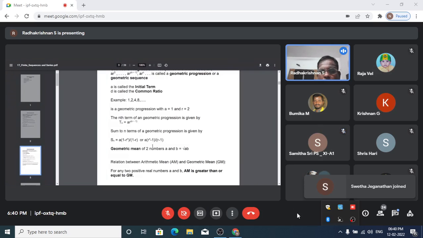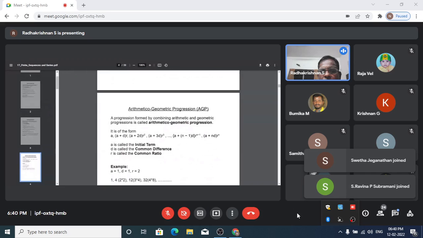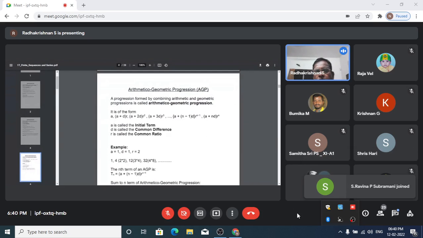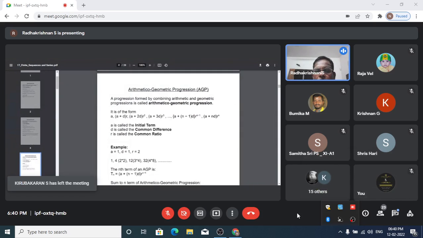So let's move on. If in the arithmetic and geometric progressions we combine both and come up with a series or a sequence, the difference between a series and a sequence is that when we just write the numbers, we call it a sequence, and when it is a summation of those numbers, we call it a series. A combination of arithmetic and geometric progression is known as an arithmetico-geometric progression.